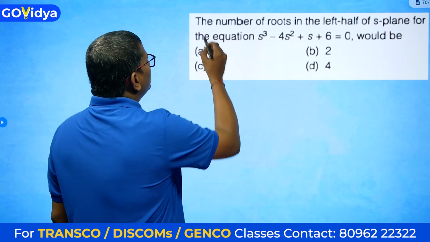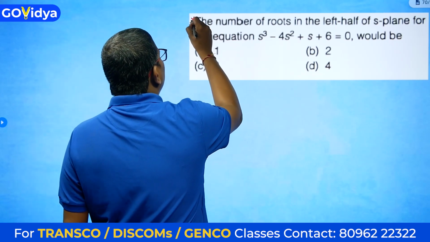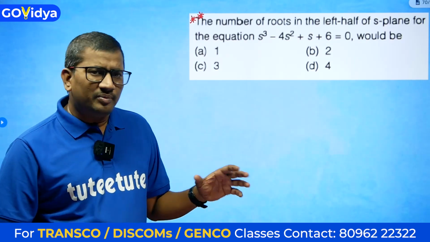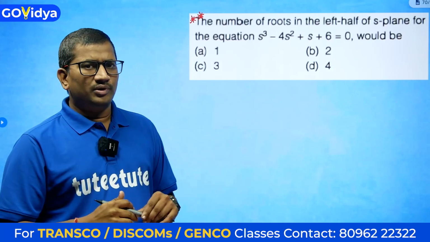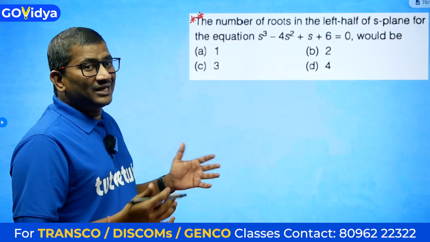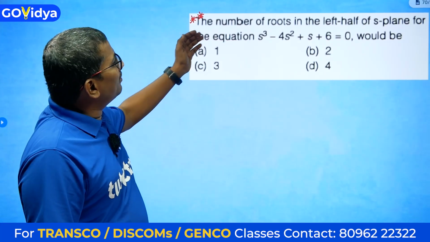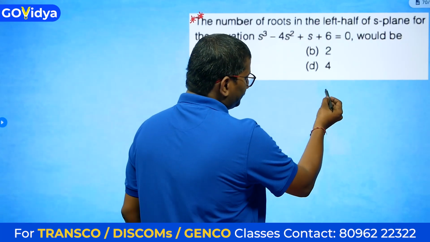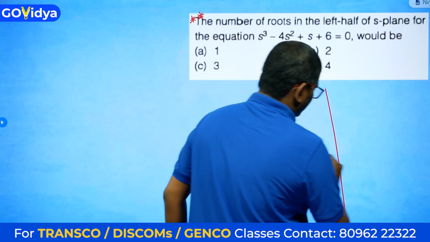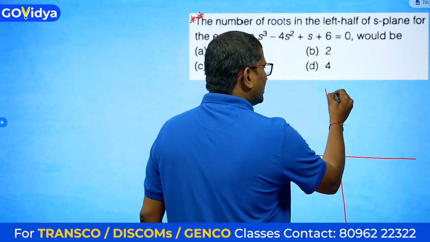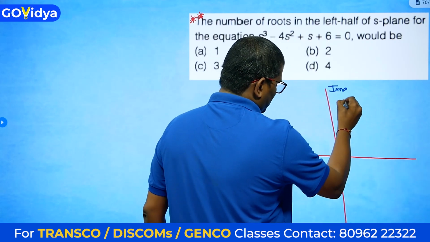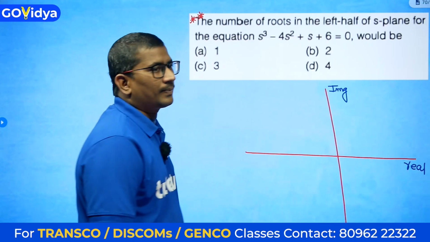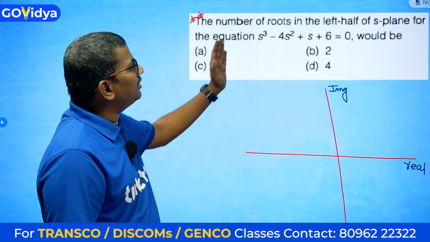Very, very important model. Just check it. Especially for TRANSCO GENCO, the maximum order of the characteristic equation you can expect is max 4 only. Beyond that it is difficult because it is time consuming. Now let us see the number of roots in the left half of the S plane. What is the S plane actually? This is the imaginary axis and this is the real axis. In the left half of the S plane, how many roots are there?